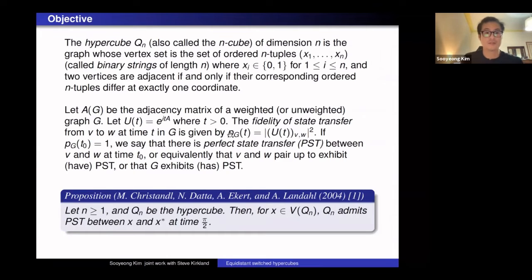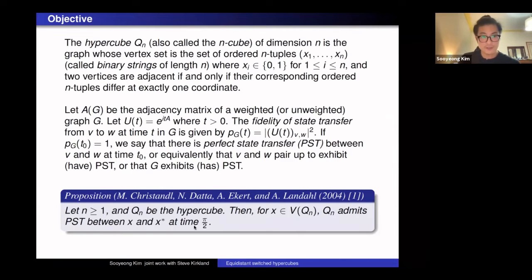Here we are going to consider U of t, which corresponds to the continuous quantum walk, e to the power of itA. The fidelity of state transfer from v to w at time t is given by the square of the modulus of the entry in the matrix U of t labeled by v and w. Especially we are interested in this quantity. When p of t naught is 1, we say that there is perfect state transfer. We are going to use the abbreviation PST from now on between two vertices.